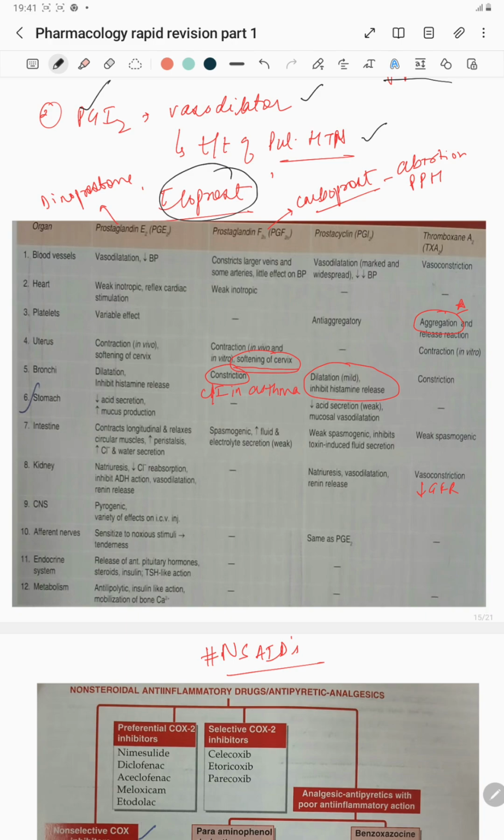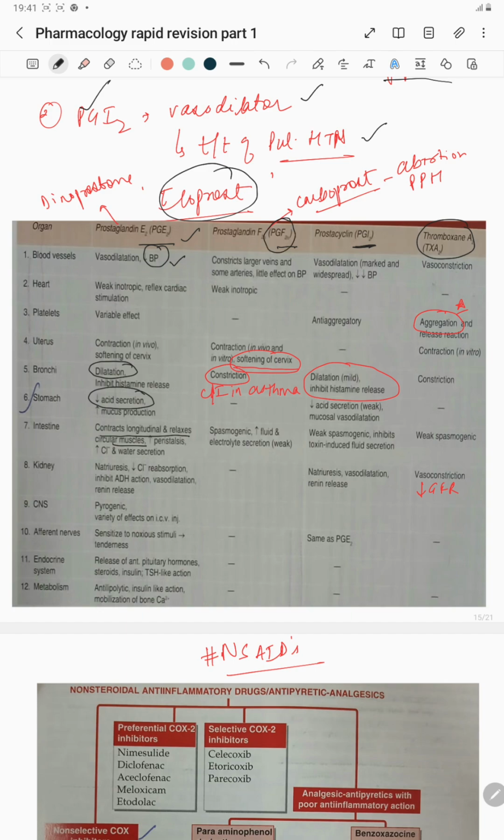Now the important table, which includes PGE2, PGF2 alpha, prostacyclin PGI2, and thromboxane A2. The important things are that PGE2 produces vasodilatation, which decreases the BP. It causes dilatation of the bronchus. PGE2 is responsible for decrease in acid secretion. It contracts the longitudinal and relaxes the circular muscles.